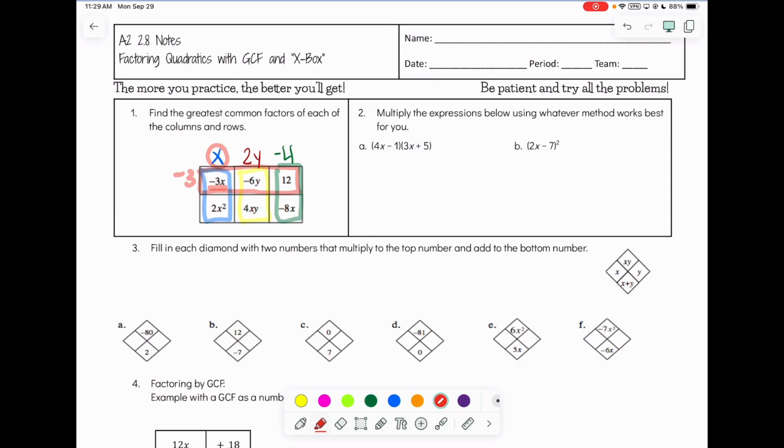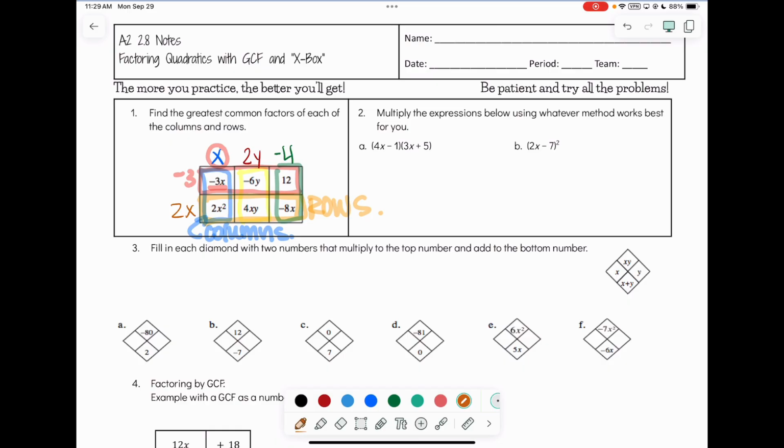Here we go. Let's look at the bottom row. These are rows. These are columns. Yes? Okay. So looking at this row, what do they have in common that we're missing here? 2 and?